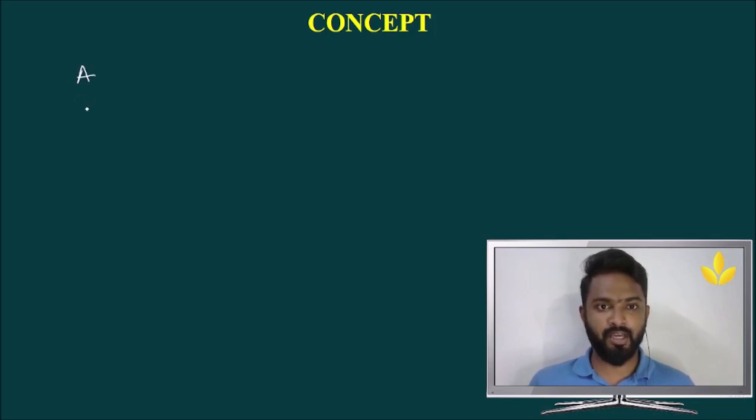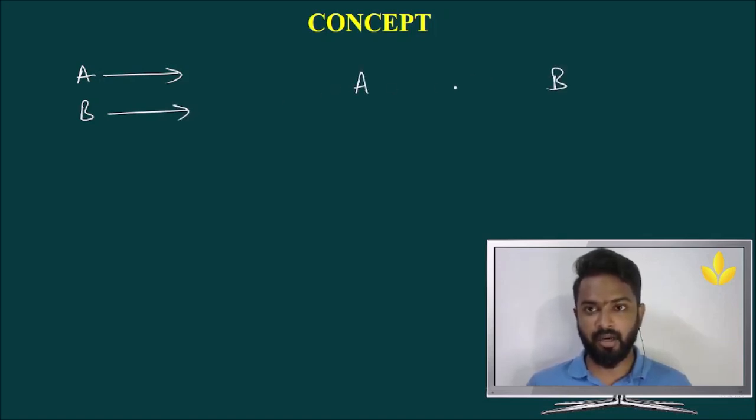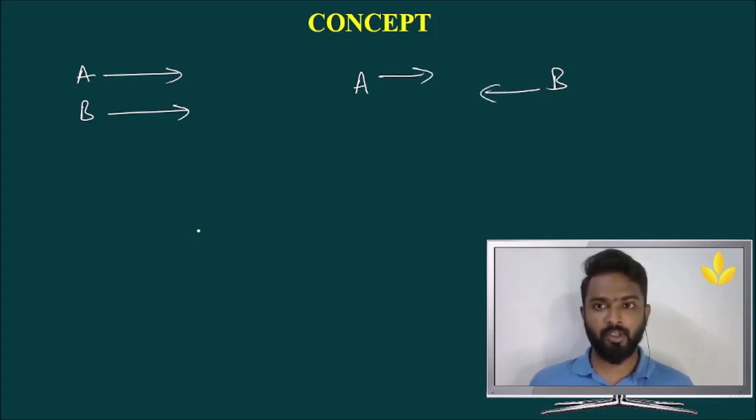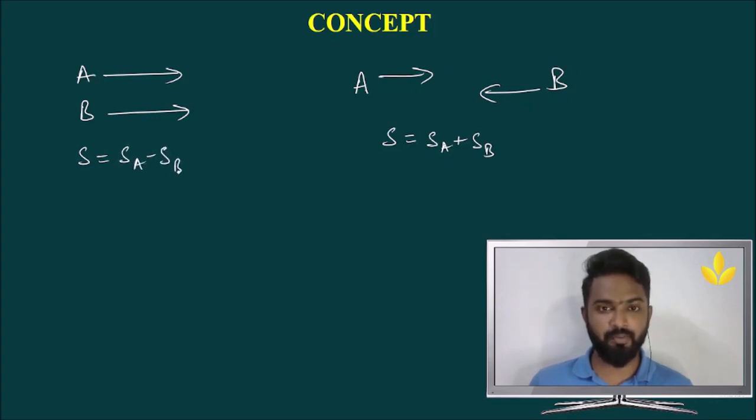There are just two types of scenarios over here. We have person A, we have person B. They are either moving in the same direction or moving in opposite directions. First, let us talk about the opposite direction scenario. When A and B are moving in opposite directions, the relative speed is the sum of the speeds, that is speed A plus speed B. And when they are moving in the same direction, the relative speed is the difference between the speeds, that is speed A minus speed B.